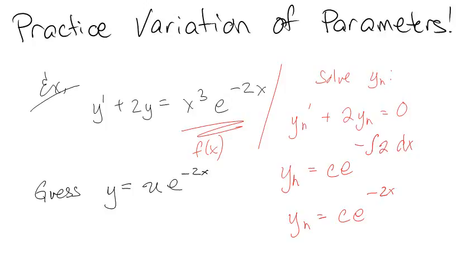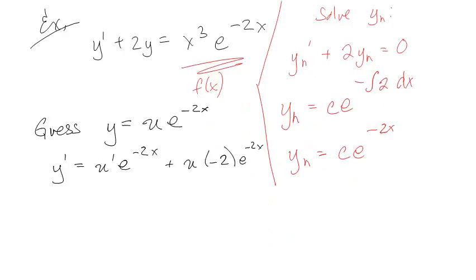I'm not going to use the constant because the constant can just get folded into the u. Then y prime is equal to u prime e to the minus 2x plus u times negative 2 e to the minus 2x. Then I plug this into the original equation.